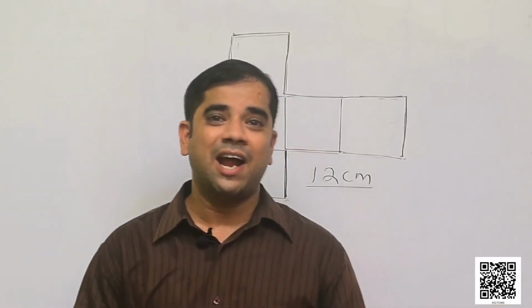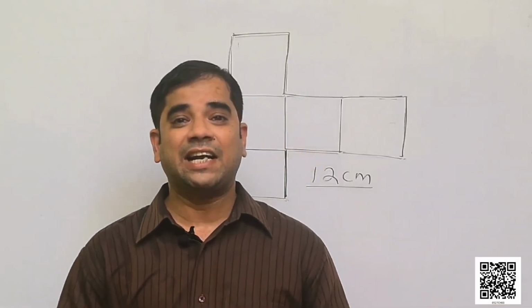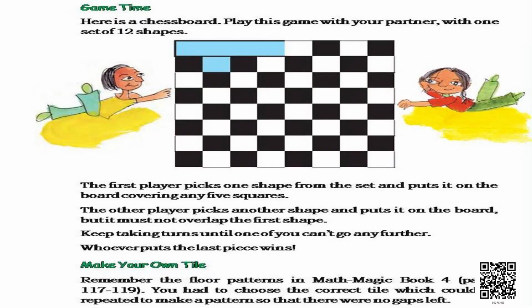Now you have to try and solve another puzzle that is given in your book. Okay? So students, here is a chessboard as displayed on the screen. Now play this game with your partner with one set of 12 shapes. The first player picks one shape from the set and puts it on the board covering any 5 squares.